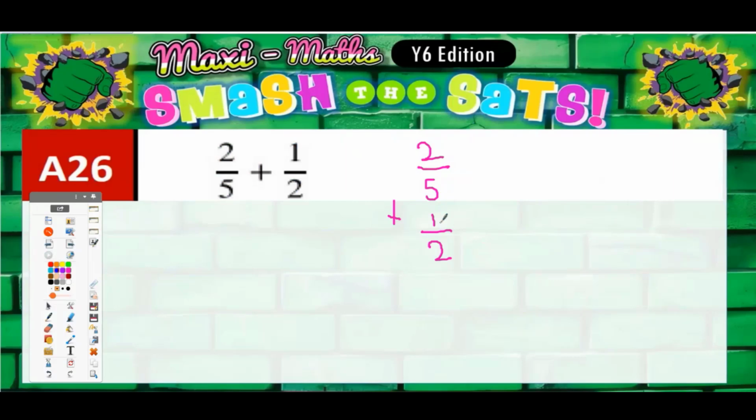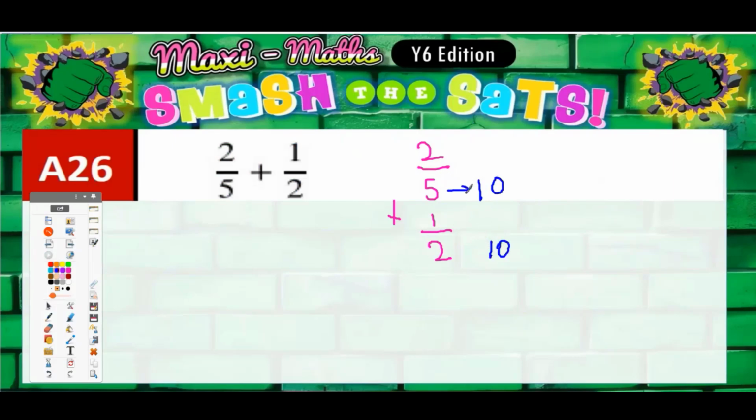So a common denominator for 5 and 2, well, you can't just double 2 to get 5, that doesn't work. You can't just triple 2 to get 5, that doesn't work either. So this is one where we're going to have to change both denominators. You can just times them together to get a common denominator. So 2 times 5 is 10. That means 10 will be a common denominator for both.